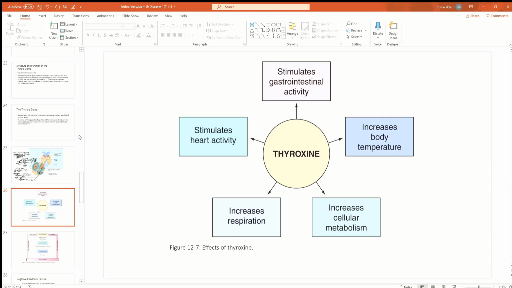So here you see T4 or thyroxine, and that increases body temperature, increases metabolism, right? Increases respiration, increases heart activity, heart rate, and blood pressure. And it also stimulates gastrointestinal activity.